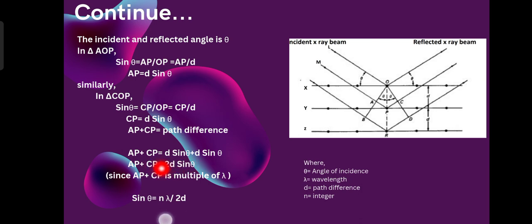So it would be n lambda equals 2D sine theta, and upon rearranging we will get sine theta equal to n lambda upon 2D, where theta is the angle of incidence, right? Lambda is wavelength, D is the interplanar distance, and n is an integer. I hope you understand the Bragg's equation. Thank you.